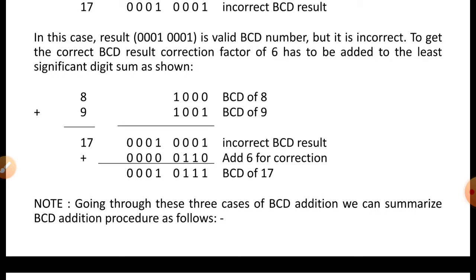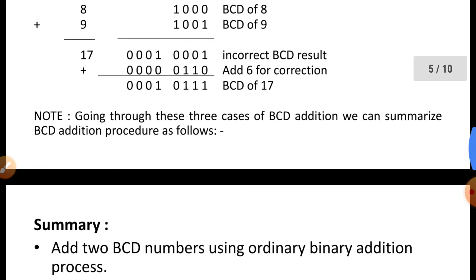Now you see, when 8 and 9 are added, it is 17. So when we are talking about a BCD number, the 1 of the 17 will be considered separately, and the 7 of the 17 will be considered separately. The final result after adding decimal 6 is 0001, which represents decimal 1, and 0111, which represents 7. So this number is now in the correct BCD form.